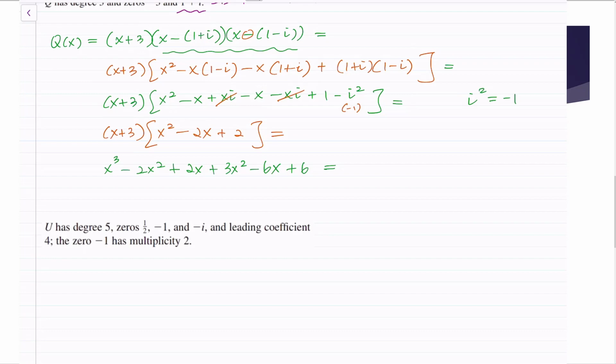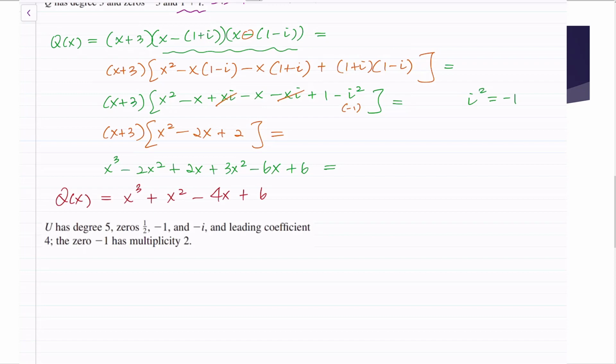I'm going to have q of x. It's x cubed. I have a negative 2x squared and a positive 3x squared. That's going to give me x squared. And then I have, let's see, a 2x and a negative 6x. That's minus 4x. And then I have 6. And at that point, I'm done.